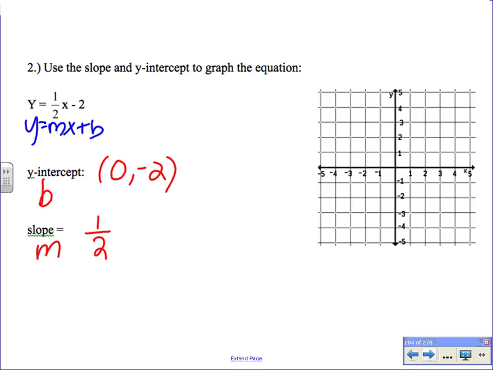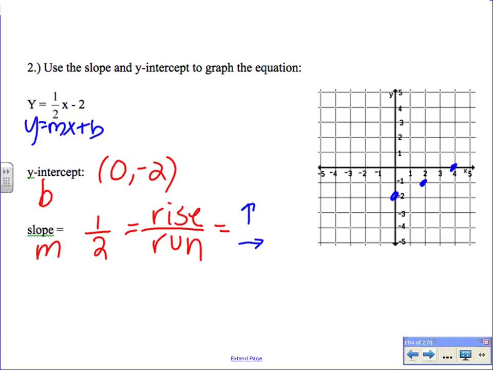So this is rise over run. Whoever was just listening, tell me what rise over run is. I sort of just said it. Right, and then should I go up for rise? To the right for run. So I start, remember B is for begin, at 0, -2. I go up 1 to the right 2. Up 1 to the right 2.